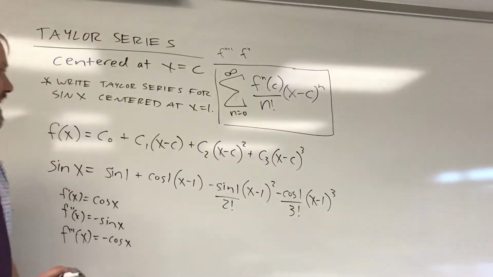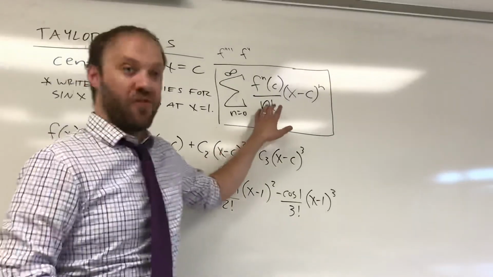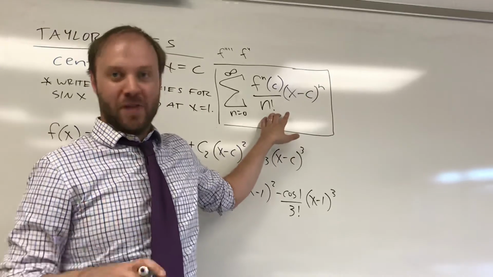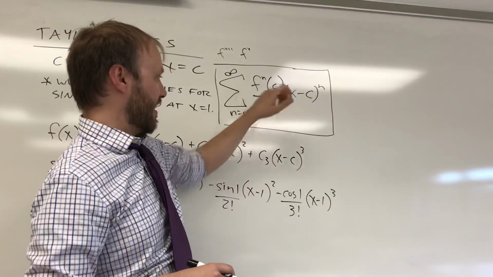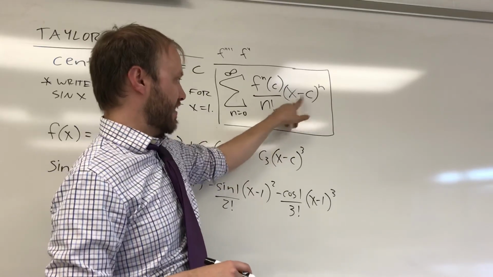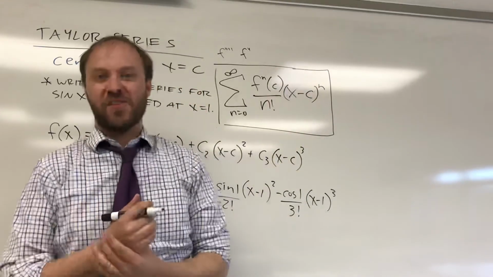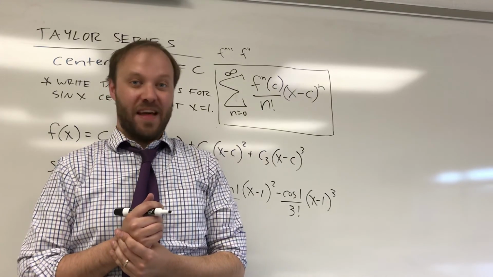Okay, so that's the idea of generating a Taylor series centered at a certain point. This formula is unbelievably important. I cannot stress how important this is. It's the nth derivative at the center over n factorial. That's always times x minus c to whatever power the term is. Okay, we're going to have to continue to build on this, but that's a pretty good starting point.